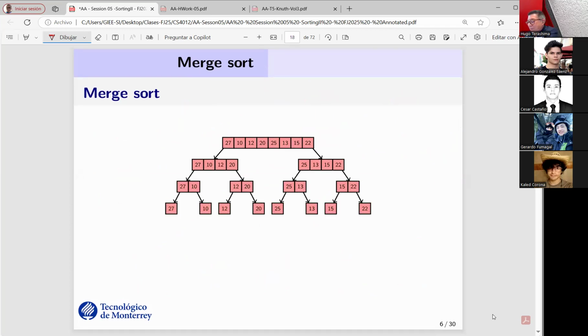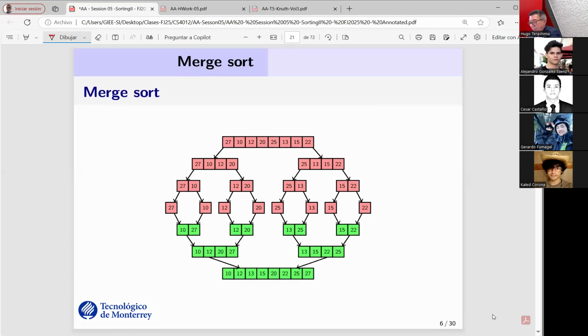This is just an example. So you go down first, and then once you have sublists of 2 elements each, you start merging, all the way up till you have the sorted array. So you go down and then you go up.